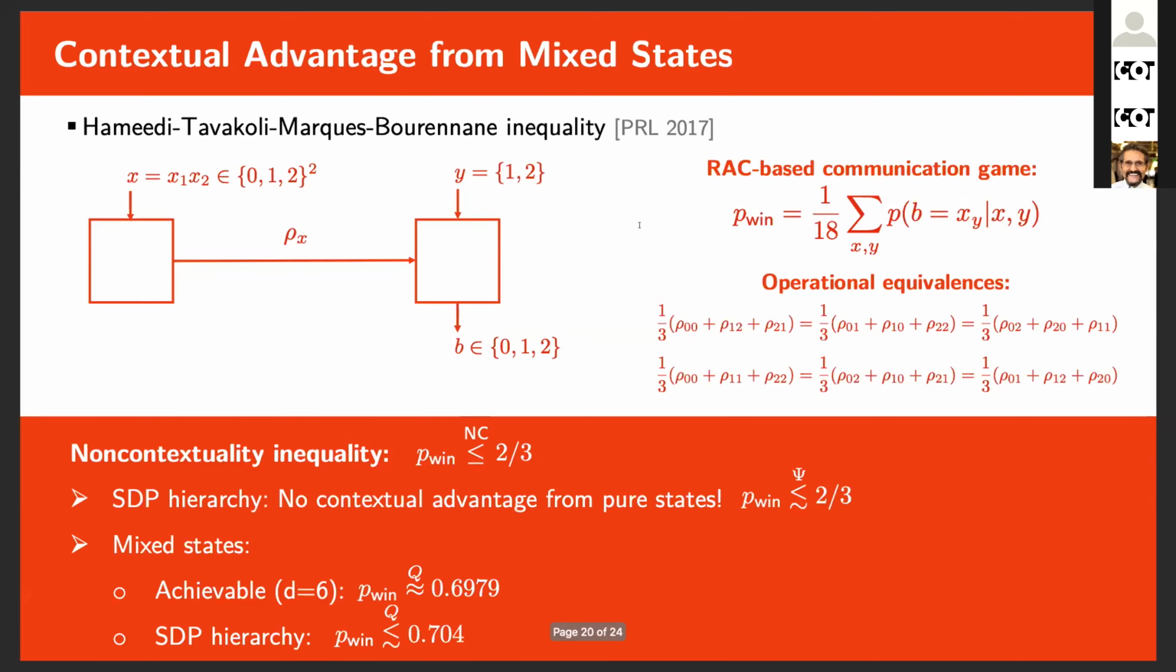And we were able to use our pure version of the hierarchy to show that there's actually no violation using pure states at all. Okay, so up to numerical precision, you recover the non-contextual bound. And it was already known that one can actually violate this using mixed states. So we really see a case where we have an advantage from mixed states. We were even able to put a fairly good upper bound on the possible violation using mixed states with the full version of our hierarchy. I think that's one rather nice example of what one can do with our hierarchy.